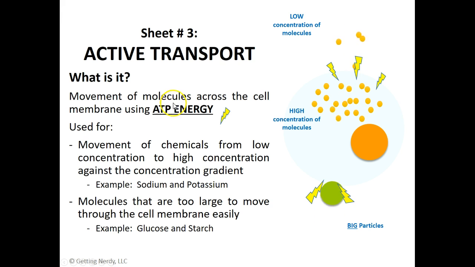So we're moving from a low concentration to a high concentration, and that does require some energy. So we're going to use ATP energy in order to do that. And like we said, it's used for the movement of chemicals from a low concentration to a higher concentration, so from less to an area where there's a lot. We might do that with sodium and potassium to try to get some things to happen in a cell. This process can also be used in order to move big particles across the cell membrane, and to do that easily, we have to require energy to do that. Glucose and starch would be a couple of those molecules that we might want to move in.